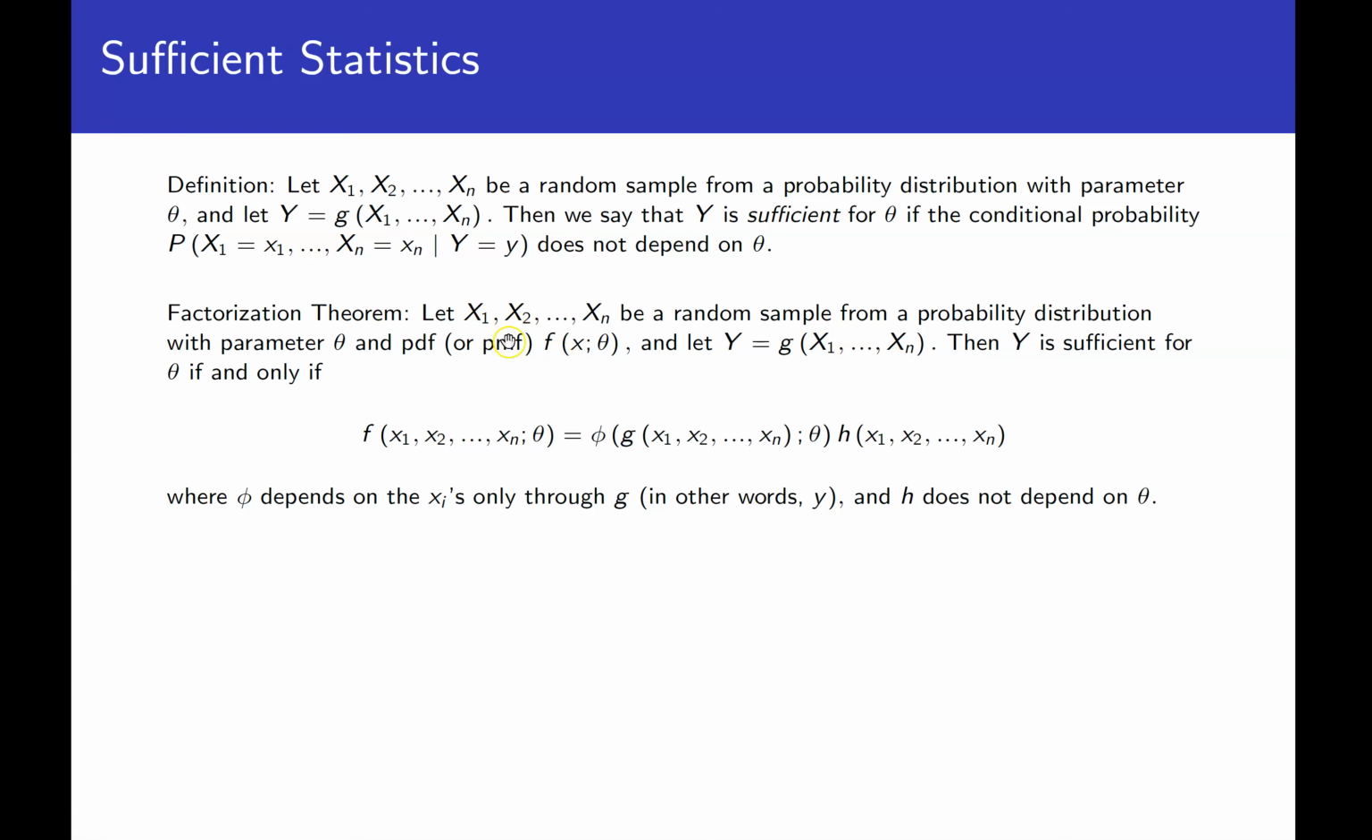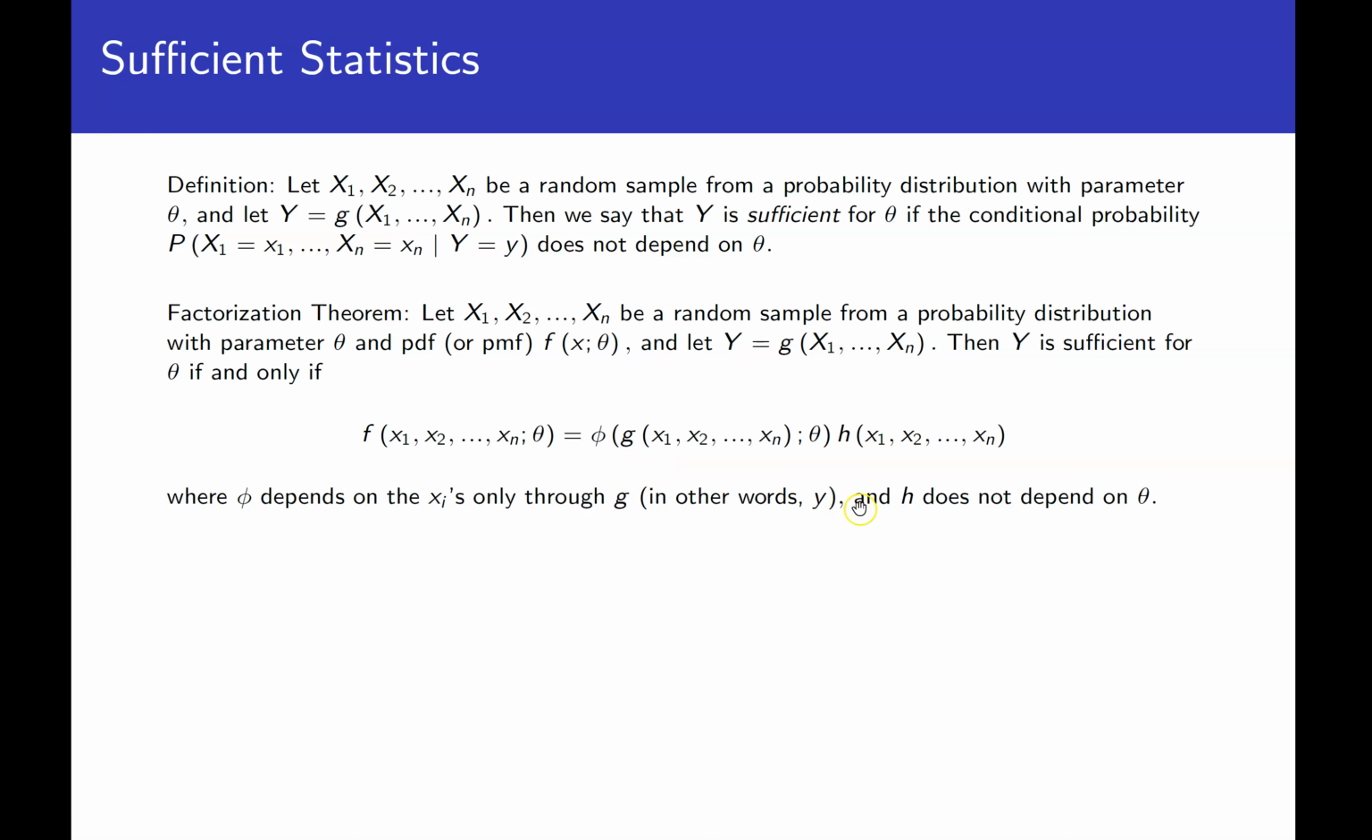Remember these are identically distributed, right? Independent and identically distributed. So this is just a common PDF they're going to have. And let y be some function then of the x of i's. Then y is sufficient if and only if when I take the joint PDF or joint PMF, which in this case, since they're independent and identically distributed, that's just a matter of multiplying these things all together with the individual x of i's plugged in.